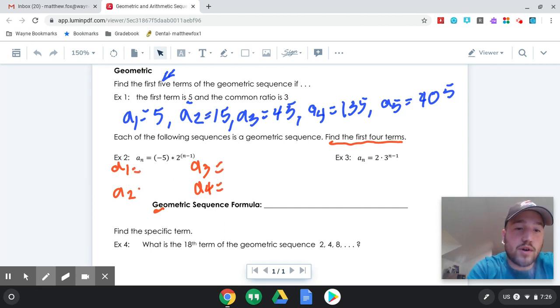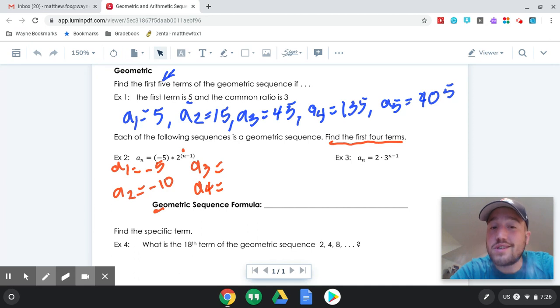So we'll start with A1. If we plug a 1 right in here for the n, 1 minus 1 is 0. 2 raised to the 0 power, remember, anything raised to the 0 power is just going to be 1. And 1 times negative 5 will give us negative 5. Okay, so A sub 2, the next one, 2 minus 1 will give us a 1. 2 to the first is 2, and 2 times negative 5 is negative 10. A sub 3, if we plug a 3 in, 3 minus 1 is 2. 2 to the second is 4, and 4 times negative 5 will give us a negative 20.